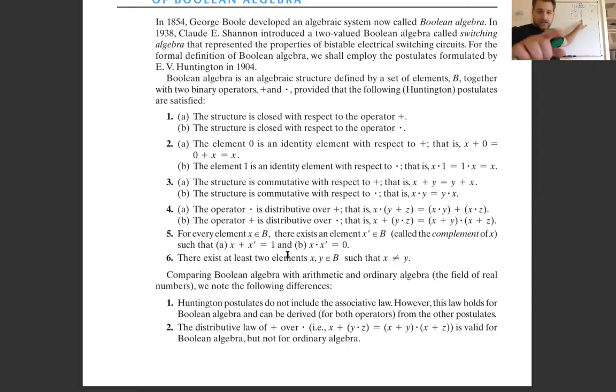Other things we need are that X dot X apostrophe. Now, X apostrophe is what? The complement. Okay. For every element, there exists an element such that X, T, X apostrophe is 1.